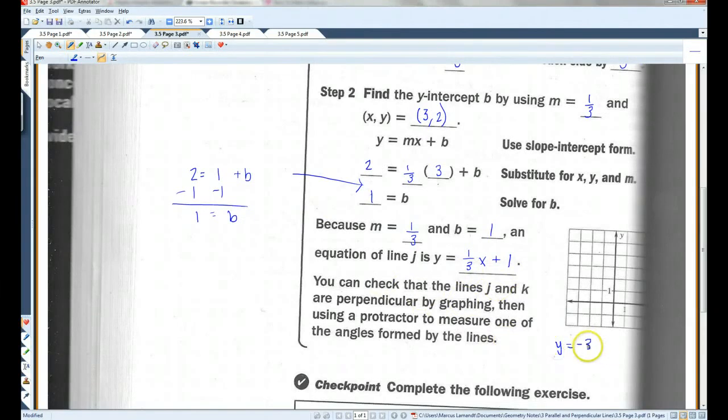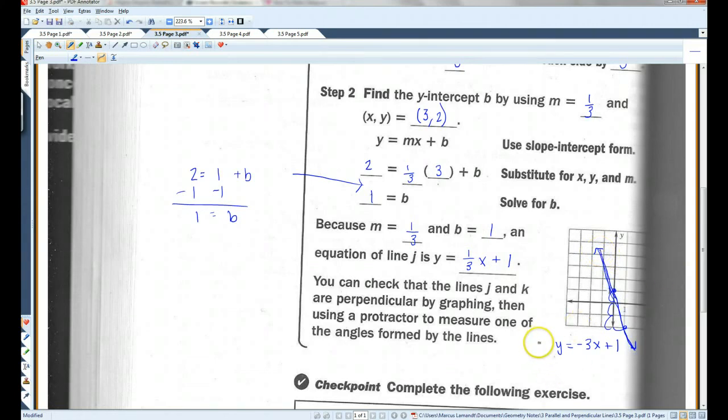Y equals negative 3x plus 1. Here's the y-intercept, goes down 1, 2, 3, and over 1. I wish I could make straight lines on this thing. There we go, kind of, sort of.